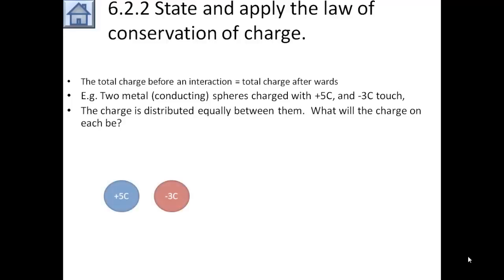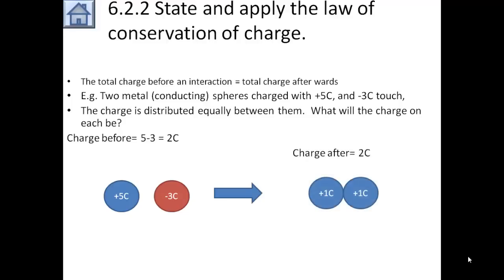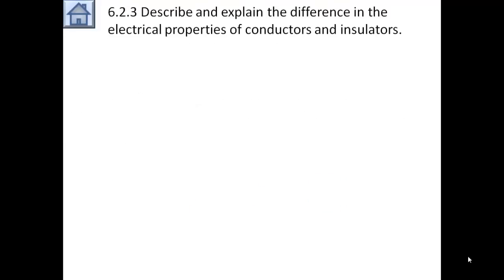So we have plus 5 and negative 3. We add them together, we have a net charge, a sum of charge, of 2 coulombs. When this is distributed between two spheres, this 2 coulombs gives 1 coulomb, so this is how much charge will be on each sphere.